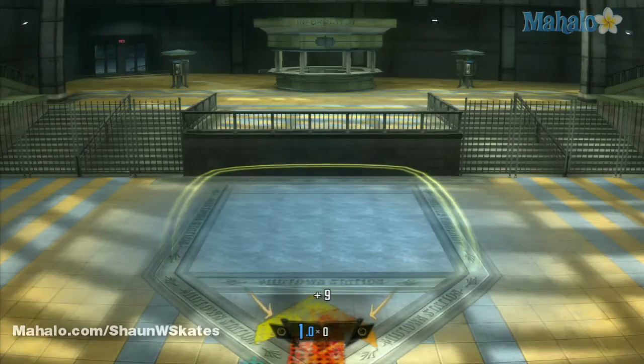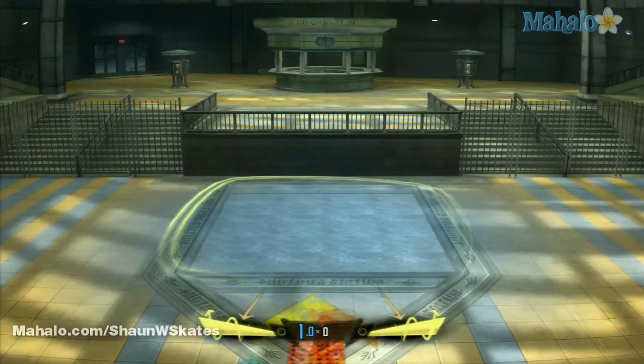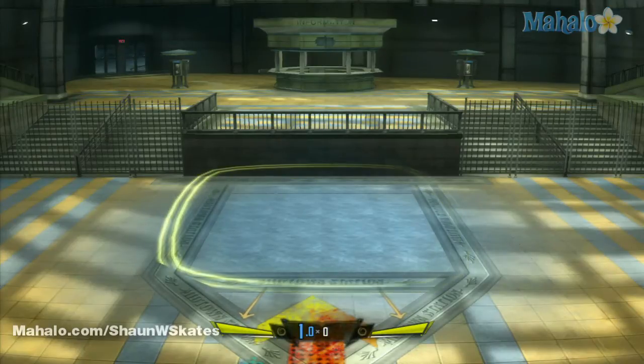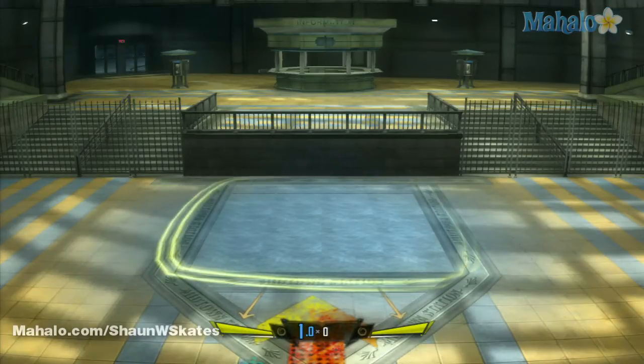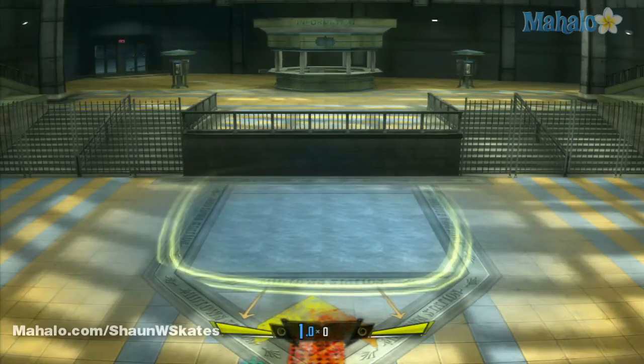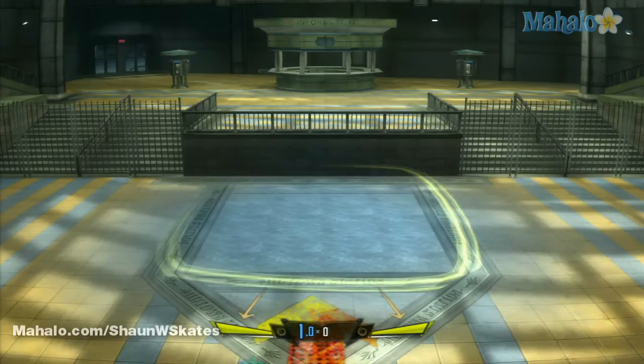So what's level one flow then? Convenient. That's your flow bar. See that first segment? Well, that's level one flow. Go on, give it a try.